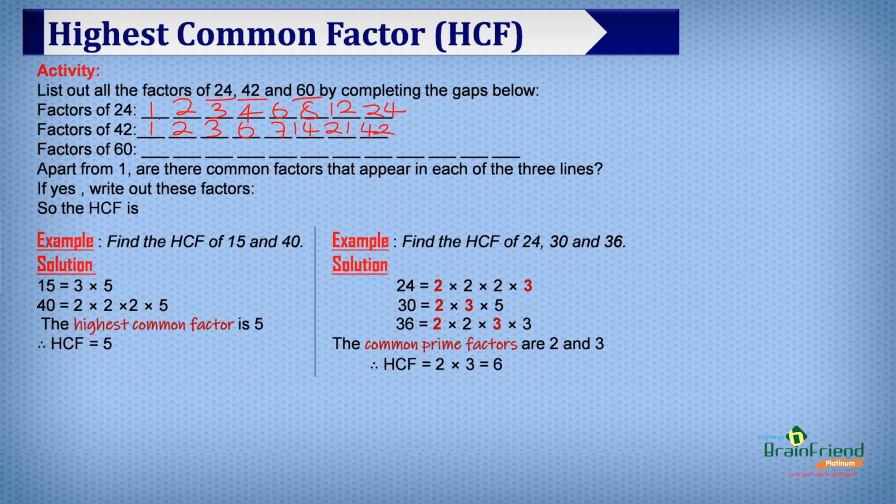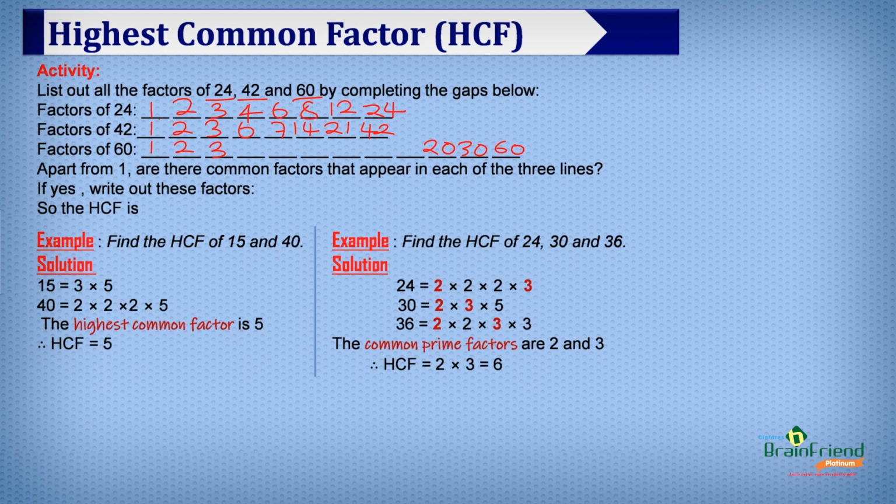Now let's look at the factors of 60. We have 1 and 60. That's the first thing to always do. The next thing is 2. 2 can go. So 2 here, and we have 30. I think 3 can also go, right? 3 here, and then we have 20 here.